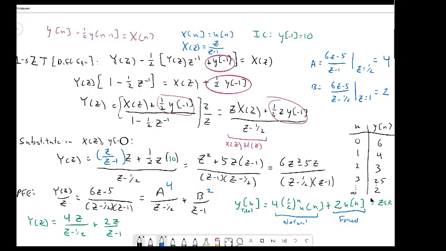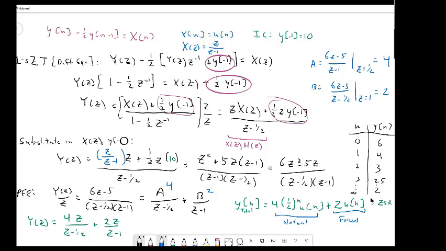So that's how we apply this time shift property of the one-sided Z-transform. Again, if we have a causal signal and we're applying it to a causal system, we can do it without any loss of information. We pick up these extra terms, and they give us the ability to find the zero input response.